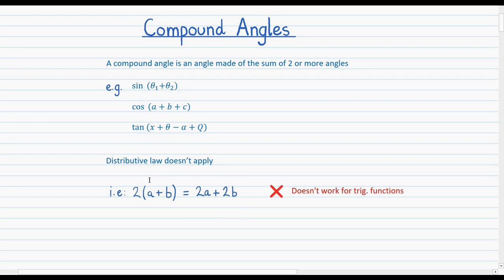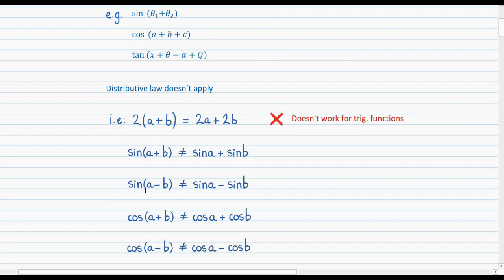And that's because, unlike the number 2 over here, sine, cos, and tan aren't really variables. They're more just a sort of notation to indicate specific ratios. Meaning that sine of A plus B is not equal to sine A plus sine B. And on a similar note, sine of A minus B is not equal to sine A minus sine B, cos of A plus B is not equal to cos A plus cos B, and cos of A minus B is also not equal to cos A minus cos B. And these would apply to tan as well.